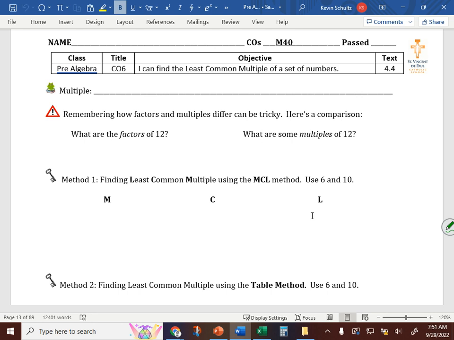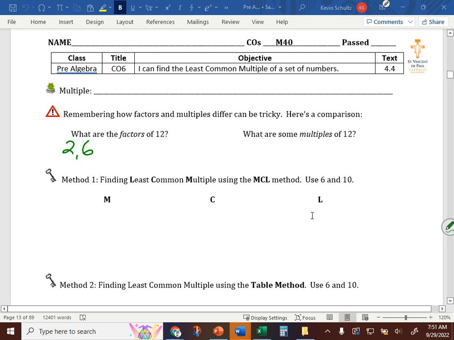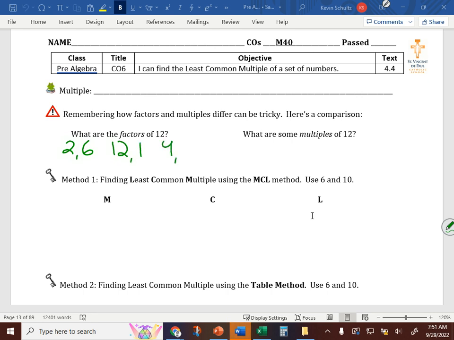Actually, before we define that, let's go down to this section here, where we compare and contrast factors and multiples. So we talked about factors. What are the factors of 12? 6 and 2 are factors of 12. What else? 12 and 1 are factors of 12. What else? 4 and 3. 4 and 3 are factors of 12, right?